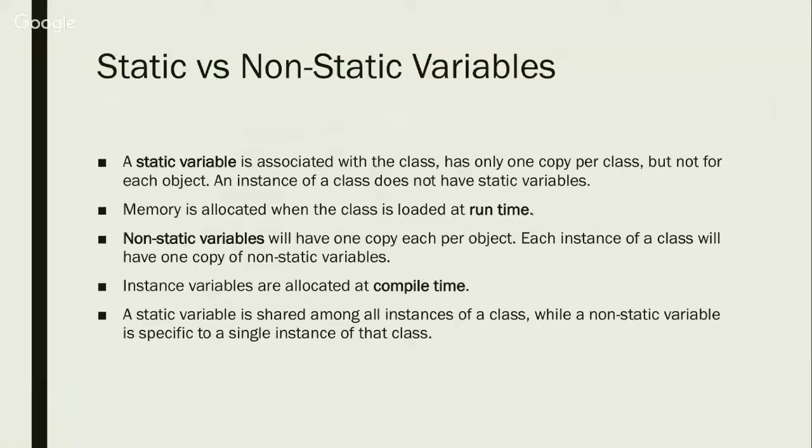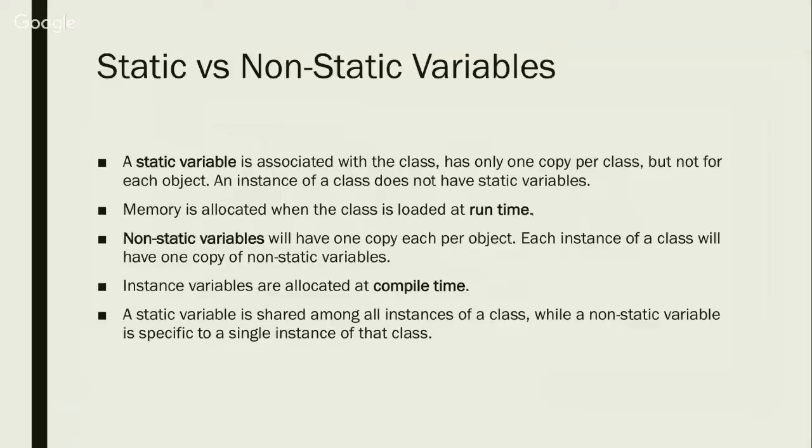To start off, static versus non-static variables. Basically, there's two types of variables in Java: static and non-static. A static variable has the word static in front of it, so it's really easy to tell which ones are static. And then a non-static variable doesn't have the word static in front of it. It can be anything from an int to a double, a string.